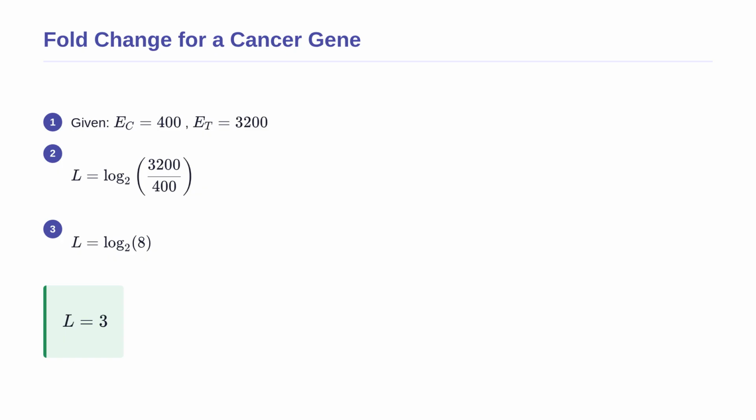We substitute our values, placing 3,200 in the numerator and 400 in the denominator. Dividing these gives a raw fold change of 8, meaning the cancer cell produces 8 times as much RNA. Finally, the base 2 logarithm of 8 is 3. This gene is upregulated by a log fold change of 3, making it a prime target for new drugs.